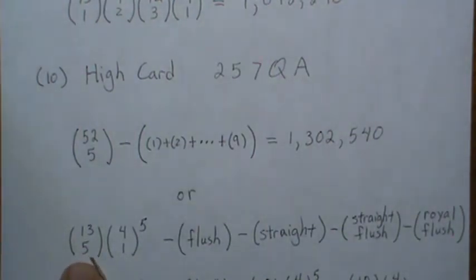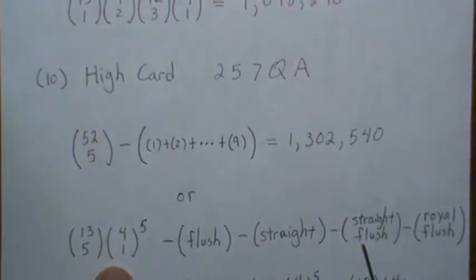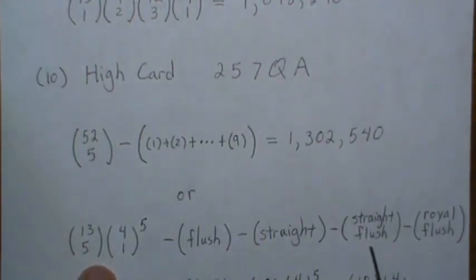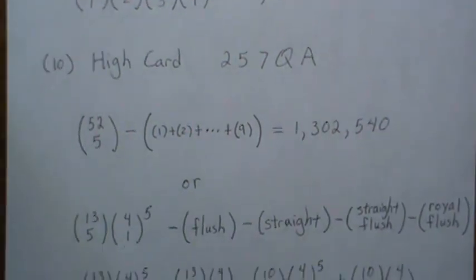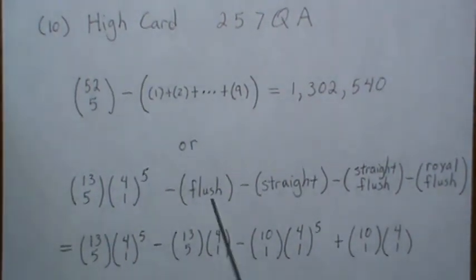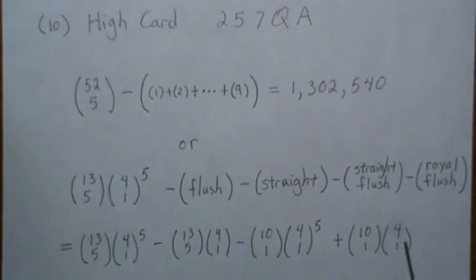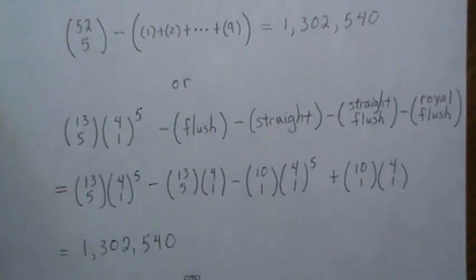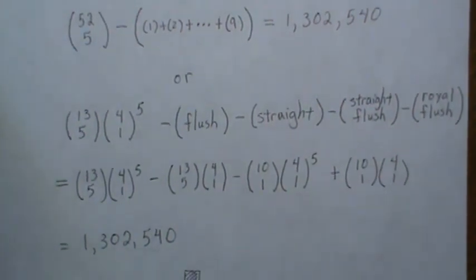But with 5 different numbers, we could have randomly picked all the same suit. So we have to subtract out the number of ways to get a flush. Or we could have picked these 5 in a row with different suits, so we have to subtract out the number of ways to do a straight. And then we have to subtract out the number of ways to do a straight flush, and then the number of ways to do a royal flush. And then this is it. This is the probability. So again, this is a flush, this is a straight, and this is the combined straight flush and royal flush, which then of course equals the same number of ways as we did.